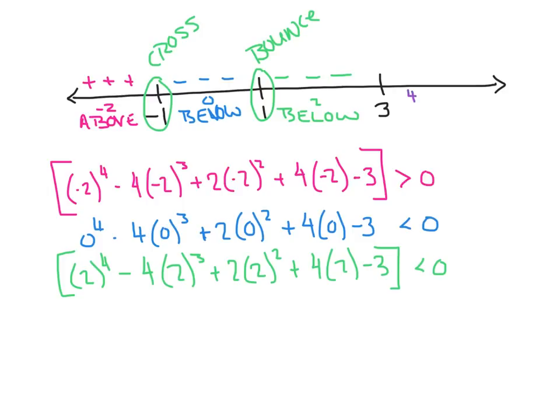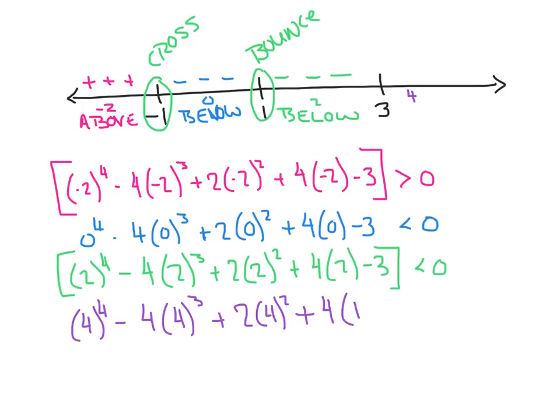The last interval I've got to do is the interval between 3 and infinity, and I'll use 4 as my test point. You don't have to use the same number. You could use 5 if you want. So we got 4 to the 4th minus 4 times 4 cubed plus 2 times 4 squared plus 4 times 4 minus 3. I plugged it all in. I got a positive number. Again, I just did it strictly on my calculator. So the graph lies above the x-axis between 3 and infinity.